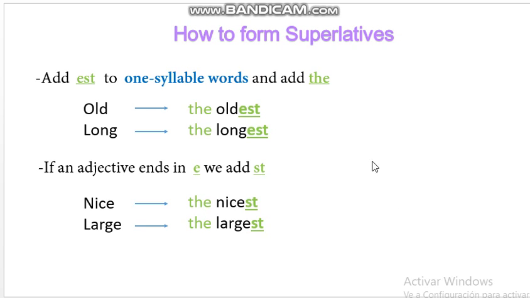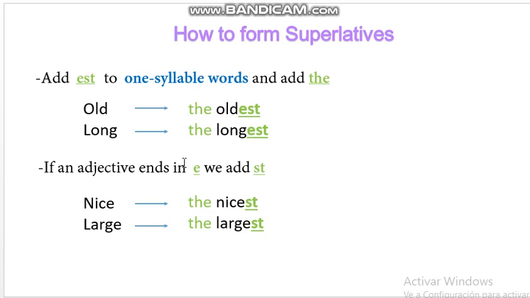Now, we are going to see the superlatives. Okay, for the superlatives, we have to add est to one-syllable words. So that means that we have one-syllable words like old and long. Old and long are short, so we have to add est. And we say old, the oldest, long, the longest.